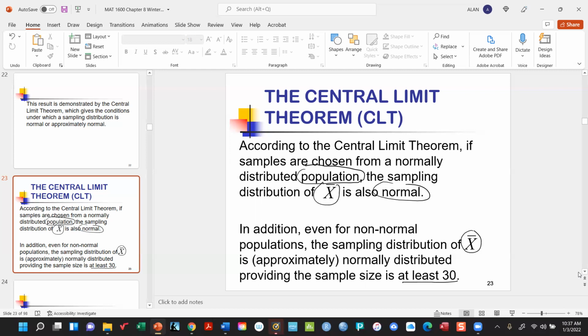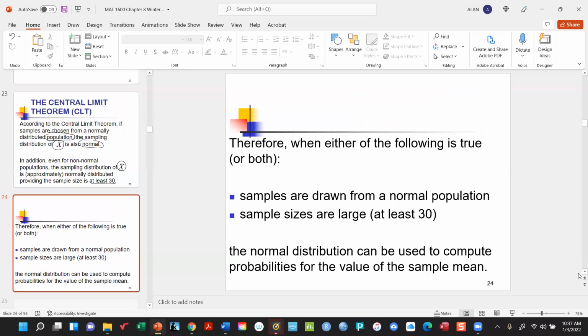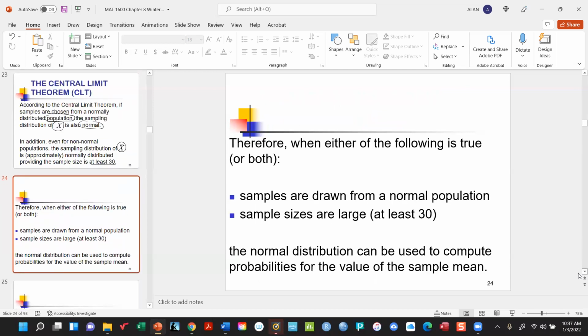Now, I'd also like to point out here, and we'll see this later on in the chapter, that either if the samples are drawn from a normal population or the sample sizes are large, then we can use the normal distribution. Now, by the way, this is only true for X bar. So let me add that to the top here, just to make it crystal clear. For the other sample statistics, these rules could be different. So for X bar though, that's all we need to treat it as a normal random variable.